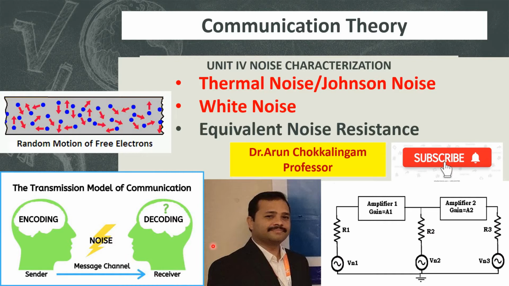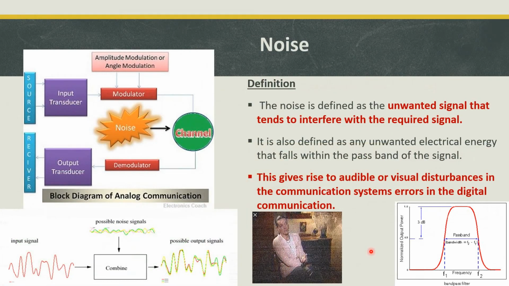In a similar manner, we will discuss different amplifiers connected in cascade. The resistors R1, R2, R3 are available. Because of the noise from these resistors R1, R2, R3, we calculate the equivalent noise resistance. How to calculate that equivalent noise resistance, we are going to discuss in this particular video.